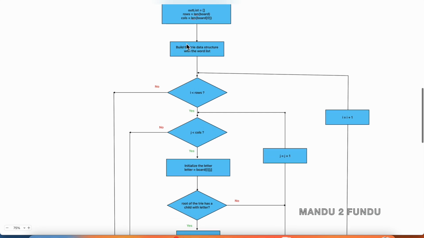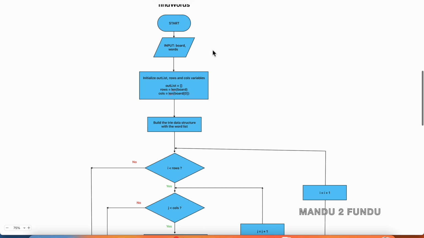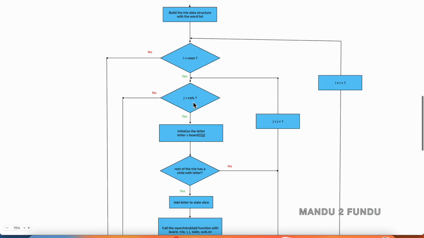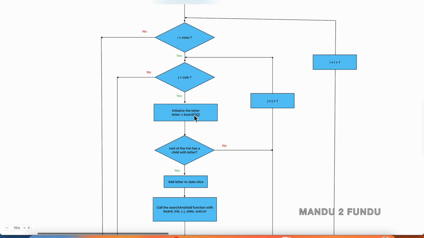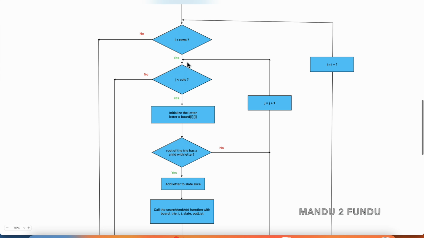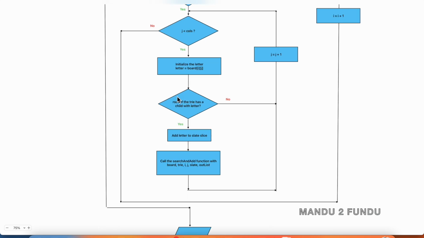Okay. Next we build the trie data structure with the words in the input word list. Okay. Then we start traversing the cells in the input board. Okay. So each iteration we initialize the letter variable with the current cell's value. Next we check the root node whether it has any child node that is associated with this letter.